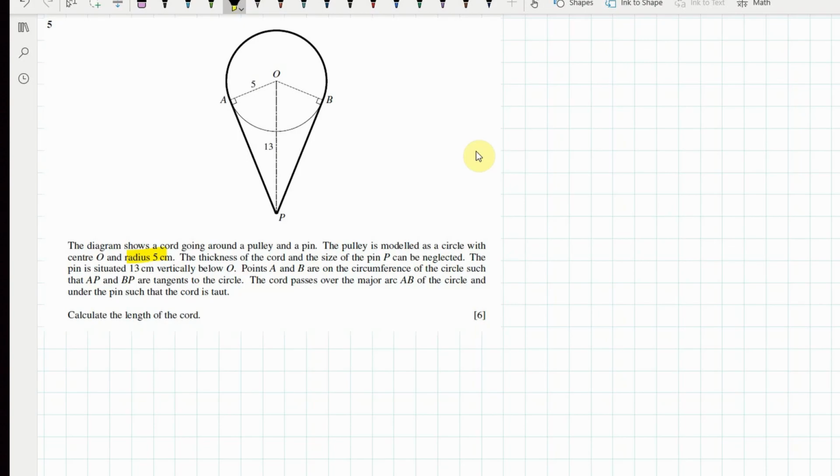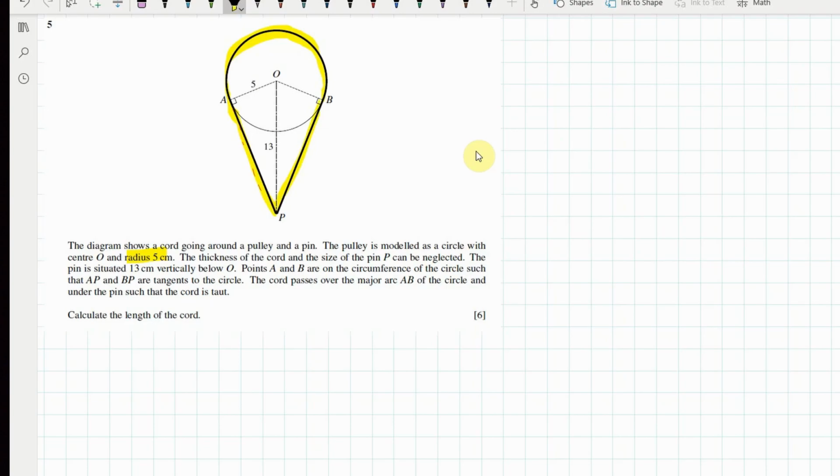That's nice. The cord passes over the major arc AB. So when it says major arc, it's talking about this bit here. That is the major arc AB. Okay, and under the pin, such that the cord is taut, and we've got to calculate the length of the cord. Okay, so basically the cord is this. I'll highlight it. It's the major arc AB, and then it goes down here, and then it goes up here.